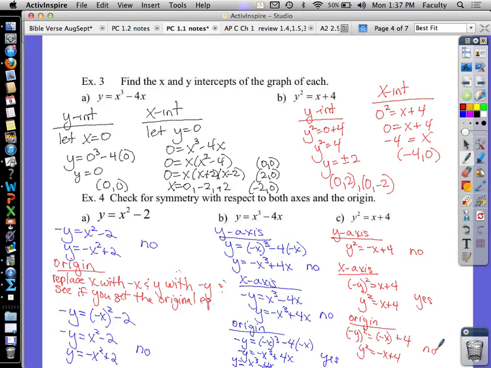So you guys getting the hang of it? What helps me is y-axis, you're plugging in the opposite of x. X-axis, you're replacing y with the opposite.